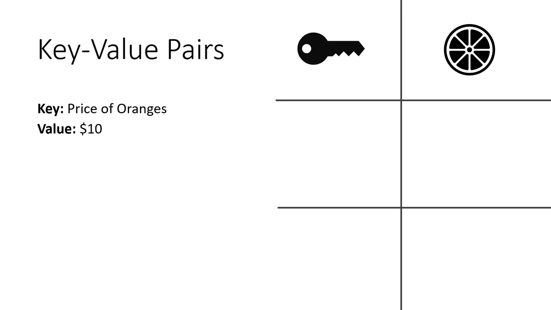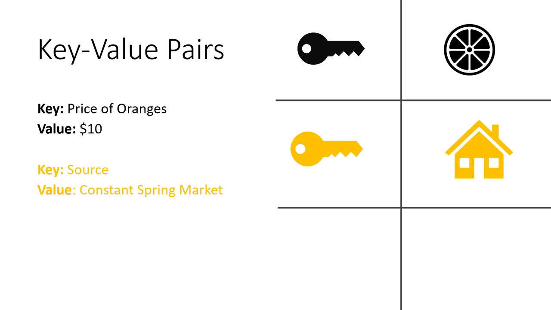But there may be other types of key value pair information that makes this even more meaningful. Now, what sort of other information could this be? Well, another key could be the source of that information. It doesn't really change with time, like the price of oranges, but it makes the information that you have on your chart more meaningful. And so, for example, here we have the source of that information. And in this case, we got this information from a particular market, the Constant Spring Market, for example.